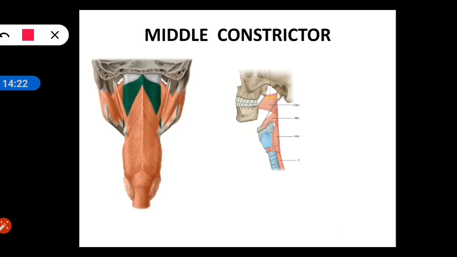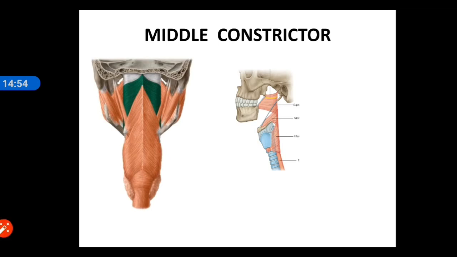So, this is the stylohyoid ligament which extends from the styloid process above to the hyoid bone below. So, the attachment of the middle constrictor muscle is from the upper surface of the greater cornu of the hyoid bone and the adjoining lesser cornu of the hyoid bone and the lower aspect of the stylohyoid ligament. Now, the upper fibers pass upwards and forwards and insert into the median fibrous raphe almost up to the level of the pharyngeal tubercle.